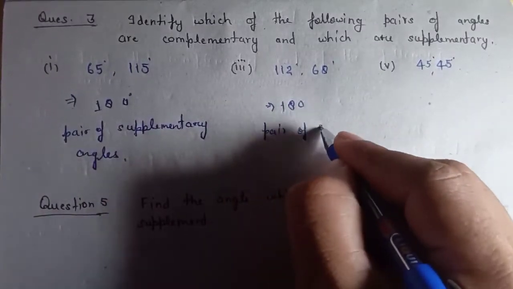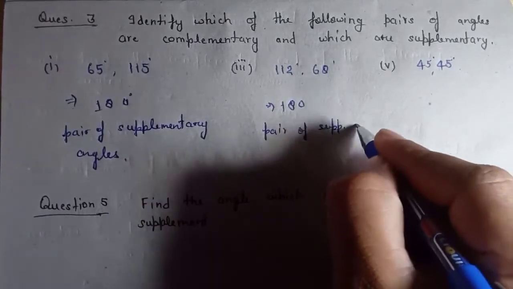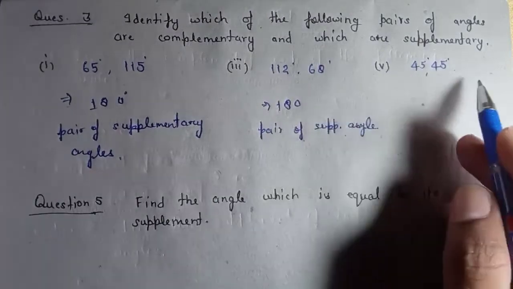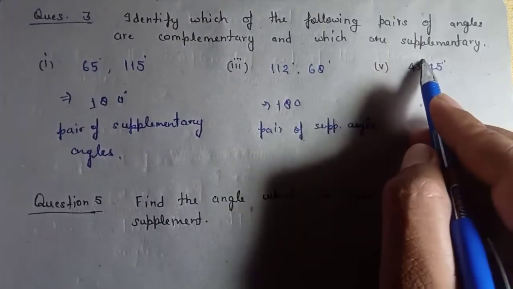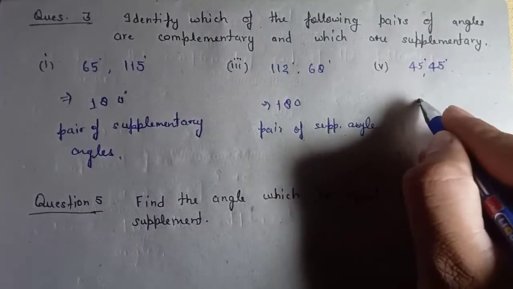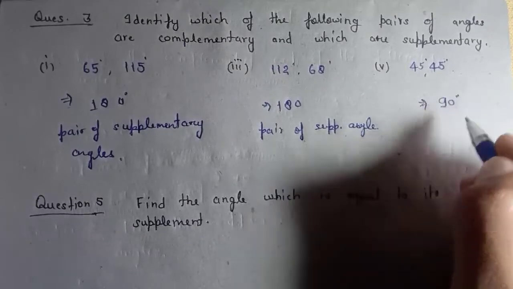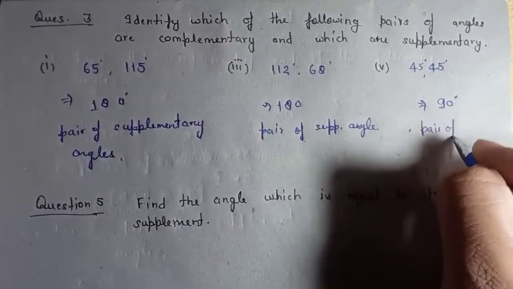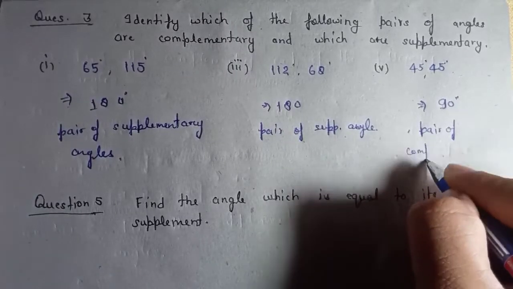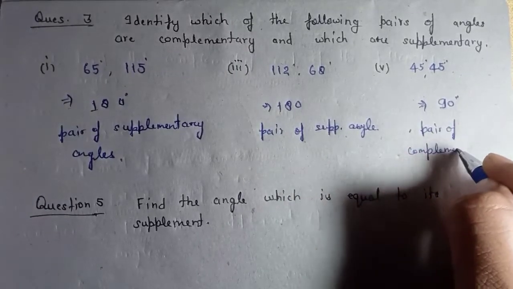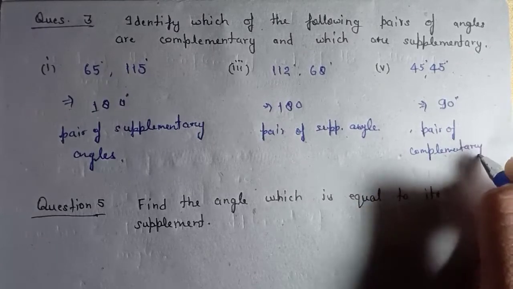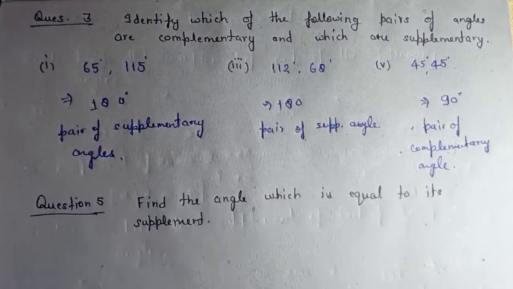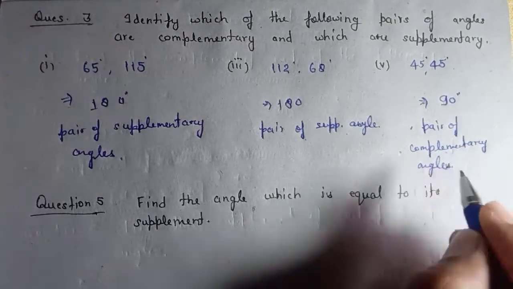A pair of supplementary angles. Do write it. When you add these two angles, 45 and 45, you get 90 degrees, and here it is a pair of complementary angles.